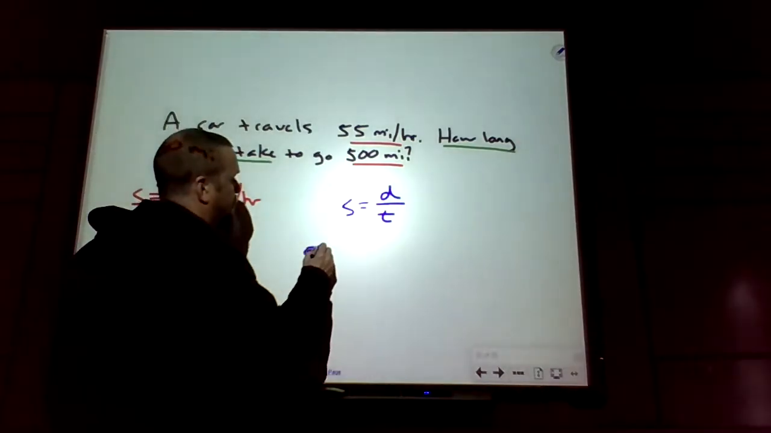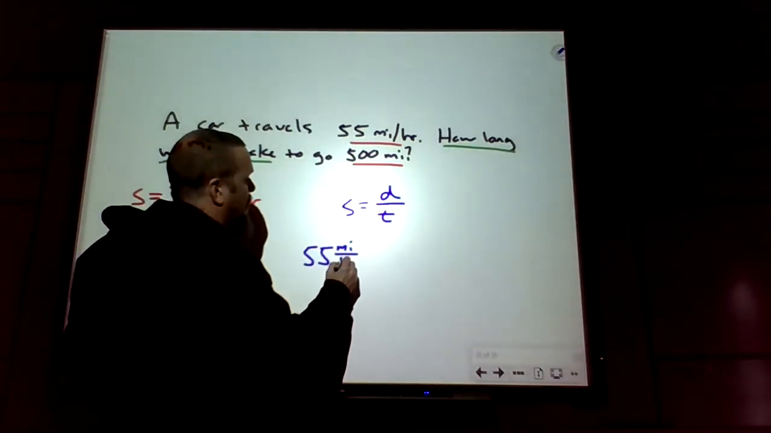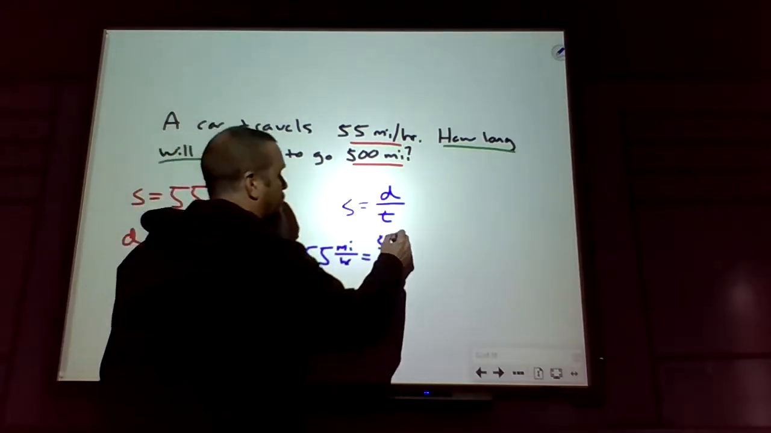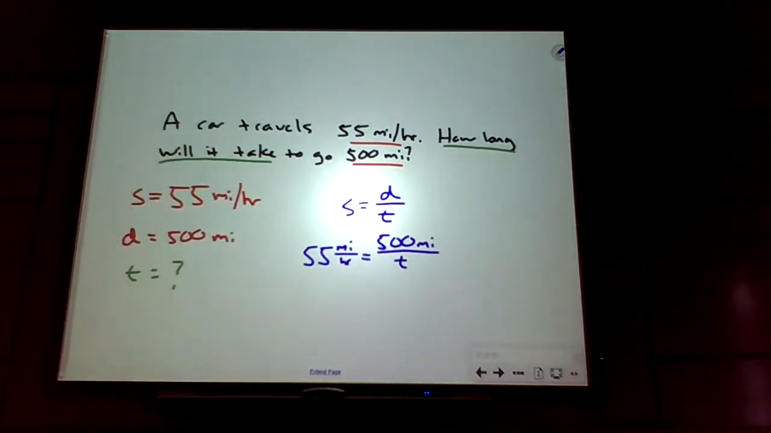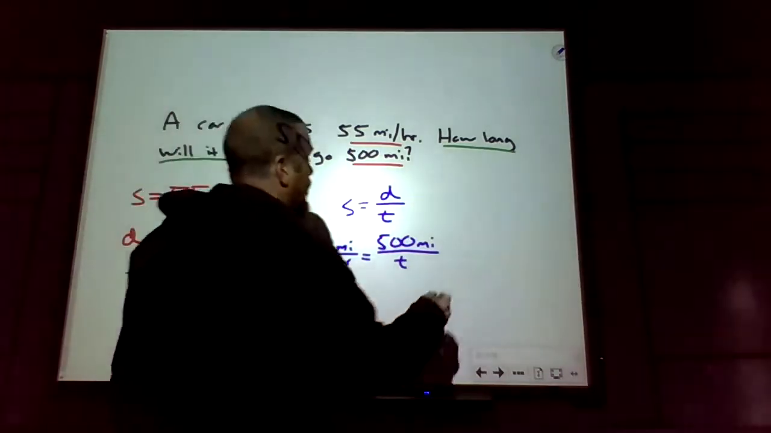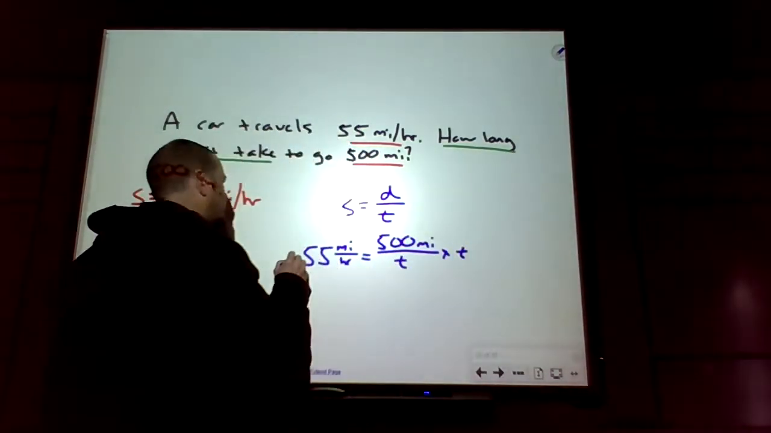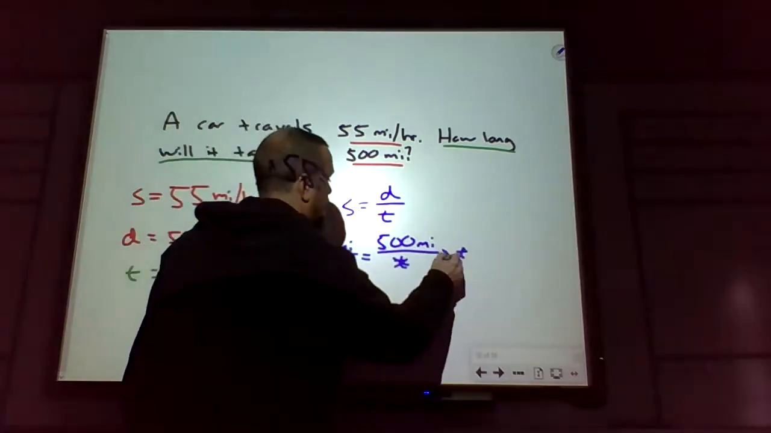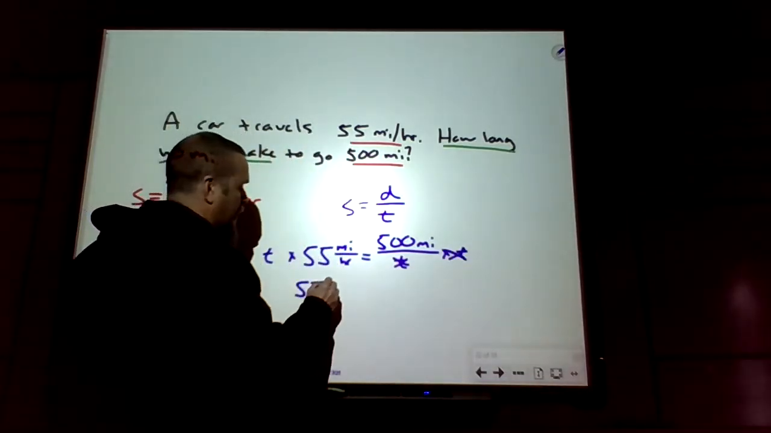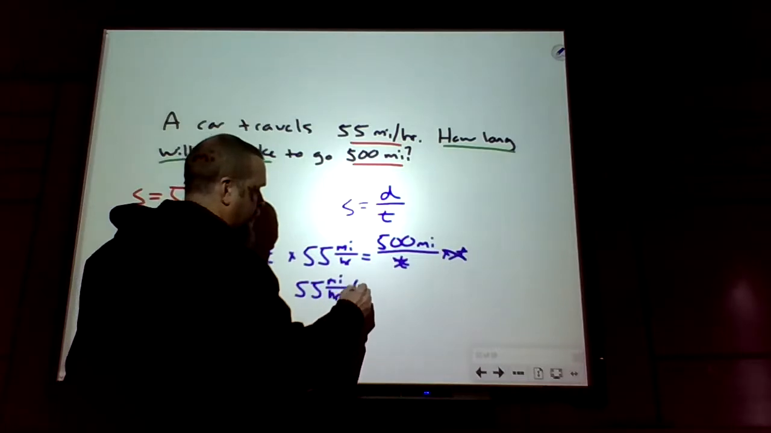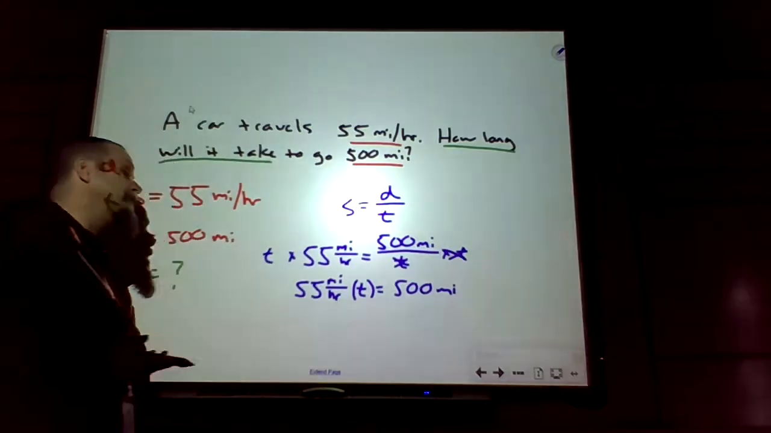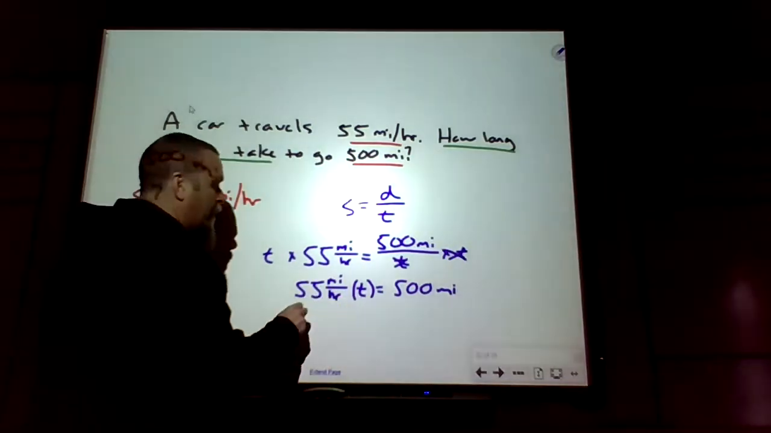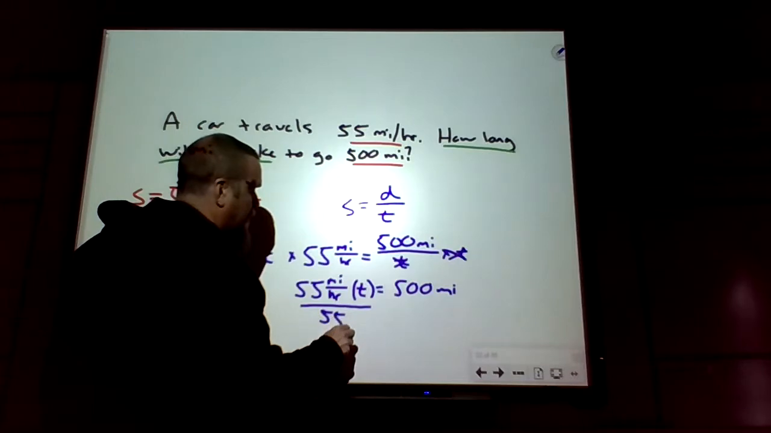Substitute 55 miles per hour equals 500 miles over t. Our variable's in the denominator. Make sure we move it out of the denominator before we do anything. We can do that by multiplying both sides by t. We end up with 55 miles per hour times t equals 500 miles. Now we can solve it. Because we're multiplying t by 55, we'll do the opposite operation and divide by 55.